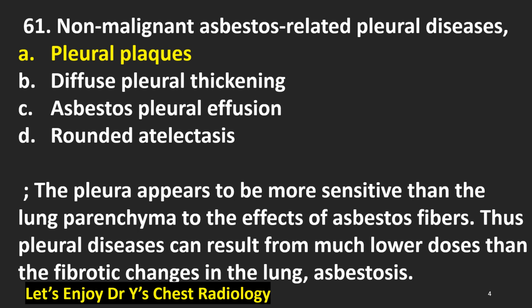Non-malignant asbestos-related pleural diseases: A. Pleural plaque. B. Diffuse pleural thickening. 3. Asbestos pleural effusion. 4. Rounded atelectasis. The pleura appears to be more sensitive than the lung parenchyma to the effects of asbestos fibers. Thus, pleural diseases can result from much lower doses than the fibrotic changes in the lung, the asbestosis.